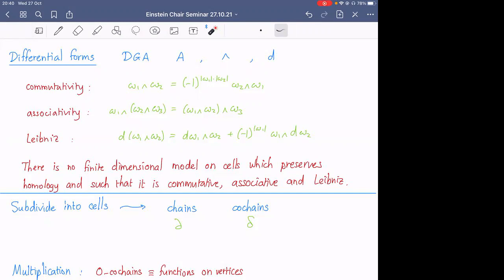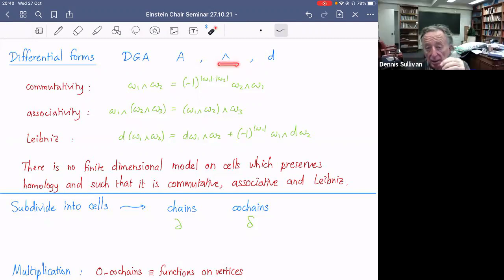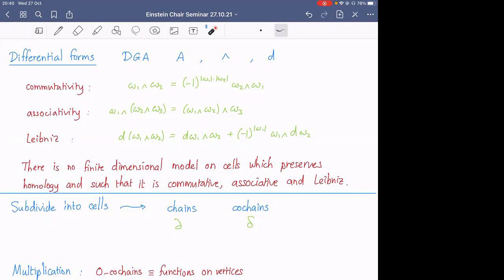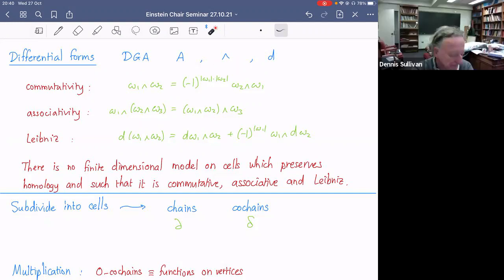Plus the metric. Wedge, sorry? Plus the metric. Yes, that's true. Yes, okay, you're right. Plus the star operators. Yeah. Yes.